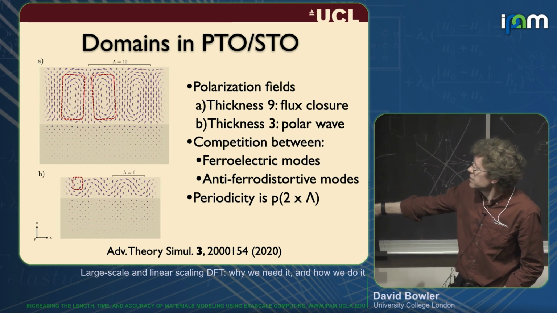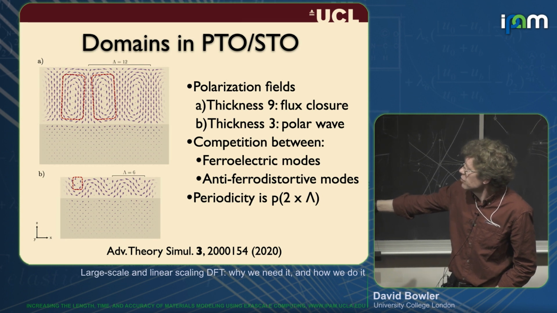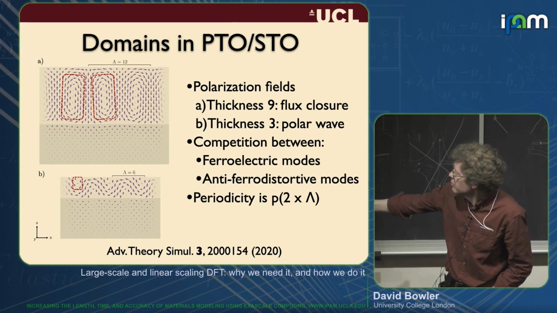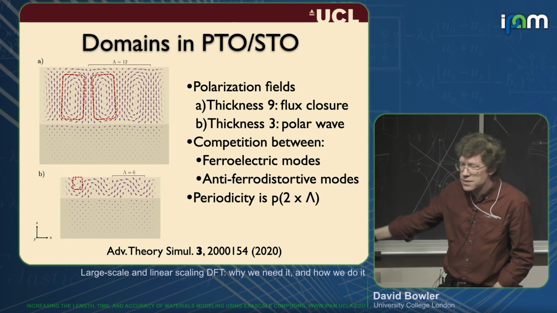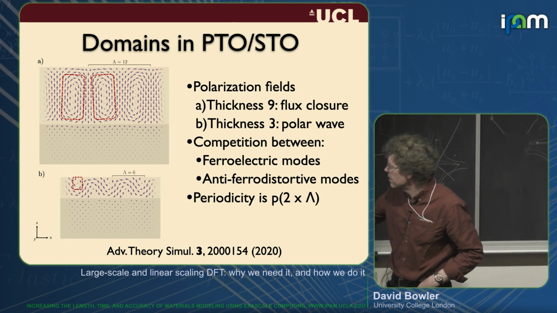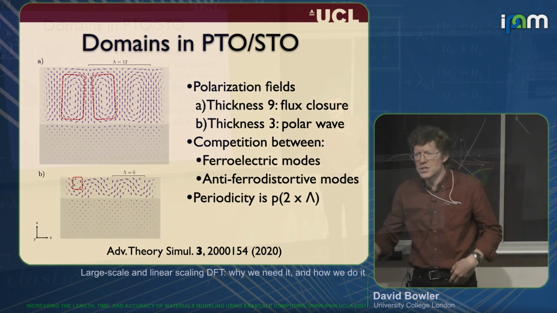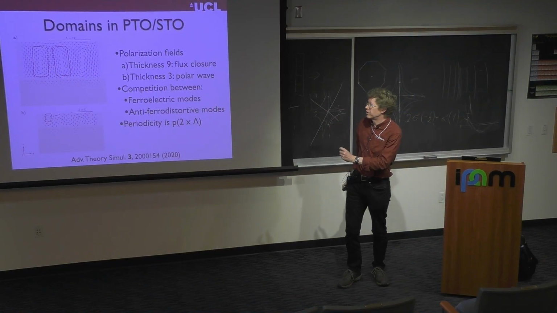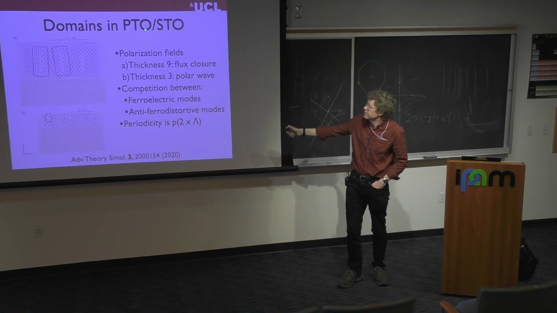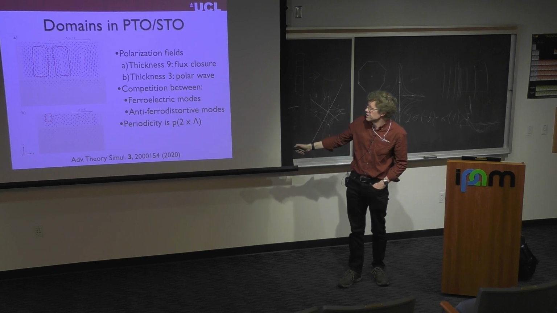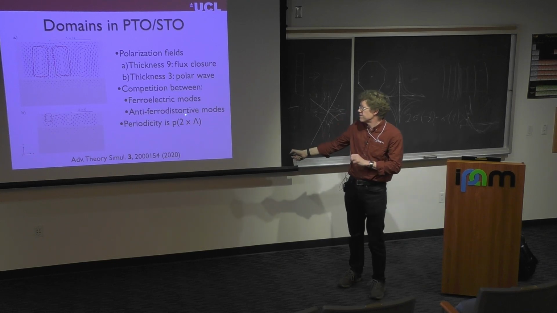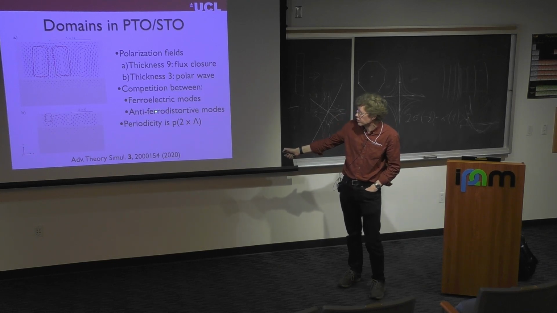What we found is that you get proper flux closure domains, and so you can see the domain walls here and here between these domains of different directions of polarization in the film when it's thick. When it's thin, you can't support that, and you end up instead with this kind of wave going across the thin film. This maps into experiments where they're trying to look at the kind of polarization textures you get in these kinds of films. I can't show you the full details, but you also end up with a competition between the ferroelectric distortion and anti-ferrodistortive rotations of the titania octahedra.